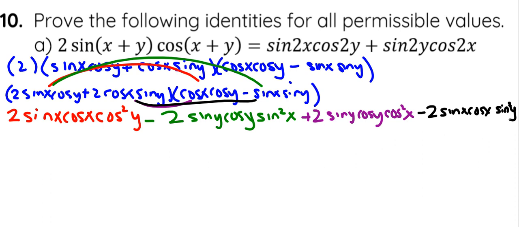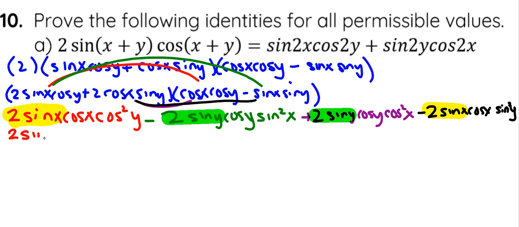Okay, looking at these, I'm going to look for things that are in common that I can group together to factor. So here's where my eyes go. I have a 2 sine x here and a 2 sine x here. And then I have a 2 sine y here and a 2 sine y here. So I'm going to rearrange my terms. I'm going to take all the ones with the sine x together, and then factor it out.